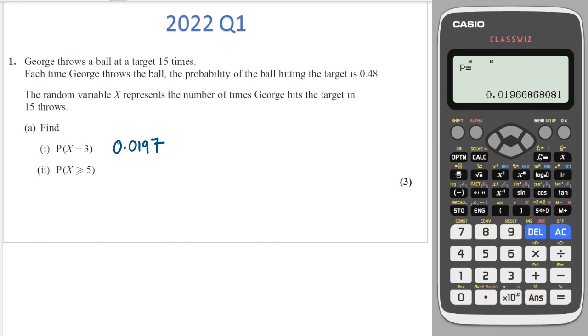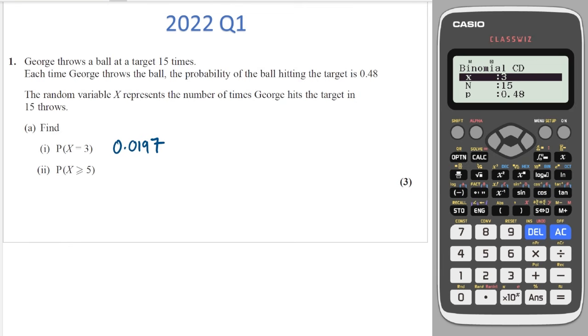Okay, now the next probability is slightly tricky to find, and that's because this calculator does only do cumulative probability less than or equal to.